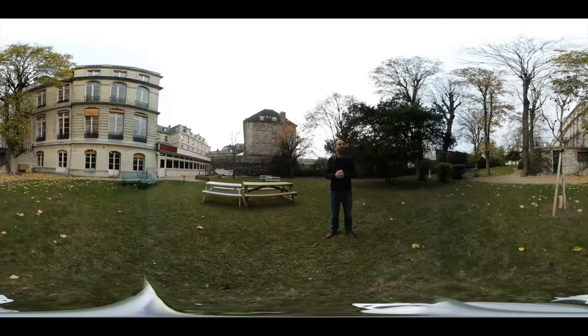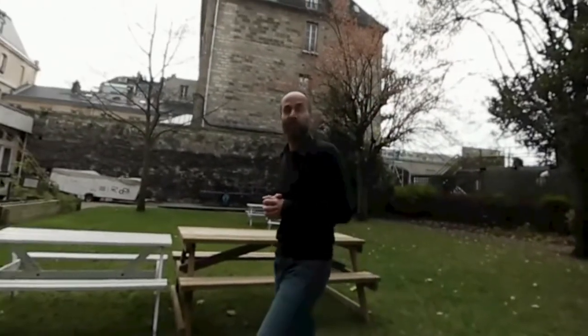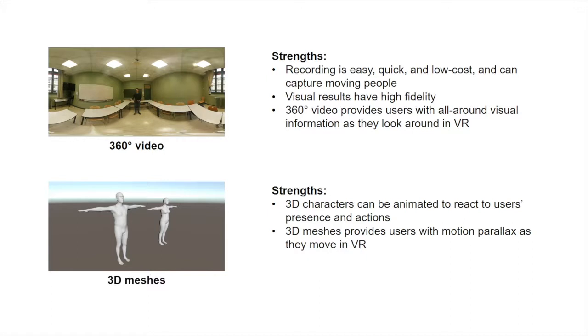360 video is a popular and efficient way of capturing the real world for virtual reality. One of its major strengths is its ability to capture people in motion, talking and interacting naturally, with high visual fidelity. However, contrarily to 3D meshes, video assets cannot easily be made to react to users' actions in VR, nor provide a convincing sense of 3D depth and parallax. Consequently, many VR applications prefer to rely on 3D assets instead.